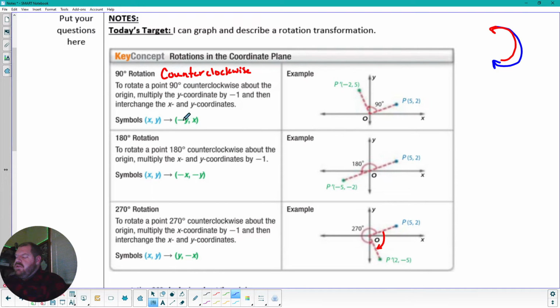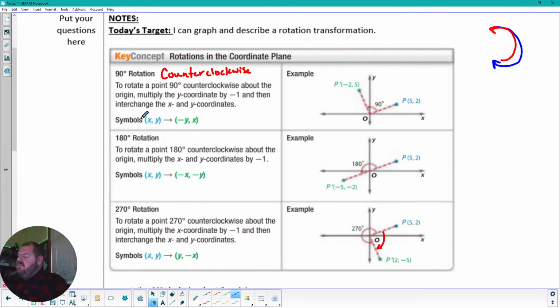So (x, y) will turn into the opposite of y, or I will say, probably incorrectly a lot, negative y, x. Just understand that when I say negative y, that could mean do a negative negative, which turns into a positive. Okay. So, a 90-degree rotation counterclockwise is going to turn (5, 2) into (-2, 5). We switch the x and y, and we switch the sign on the new x.